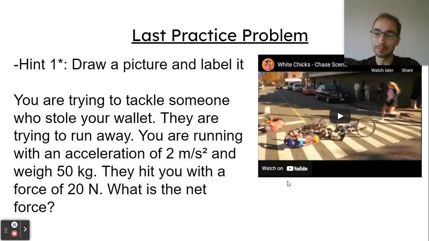Last one. I put a clip of White Chicks. You are trying to tackle someone who stole your wallet. They're trying to run away. You're running with an acceleration of 2 meters per second squared, and you weigh 50. They hit you, though, while you're trying to tackle them. They hit you with a force of 20 newtons. What is the net force here?